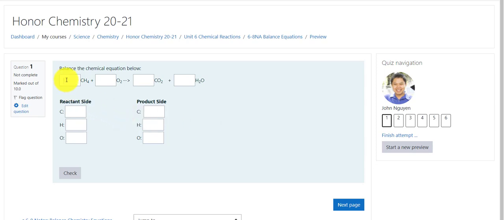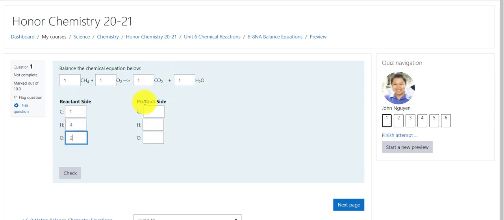So the first thing we're going to do is assume all the coefficients are 1, okay? Then we are going to count them. Notice how we have the arrow that divides the reactant from the product. In this case, we have carbon, which is 1, because there's nothing here. We have hydrogen, 4 times 1 is 4. And we have oxygen, 2 times 1 is 2. So this is just a list for us to keep track, okay?